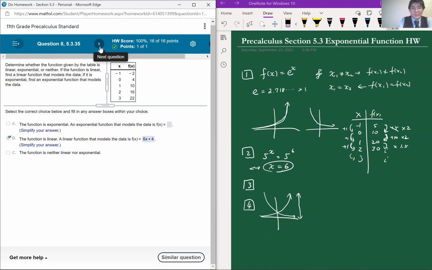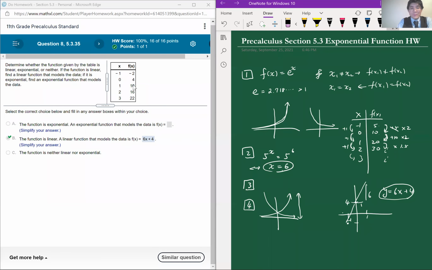Okay, now the next one. Looking at these choices again, it is increasing by 6, increasing by 6, increasing by 6 and 6. So this is increasing at a constant pace. So this is a linear function. Looking at the values, when x is -1, y is -2. When x is 0, y is 4. When x is 1, y is 10. So the slope is 6. And the y-intercept is 4. So it's going to be y equals 6x plus 4. That's going to be the model of this function.